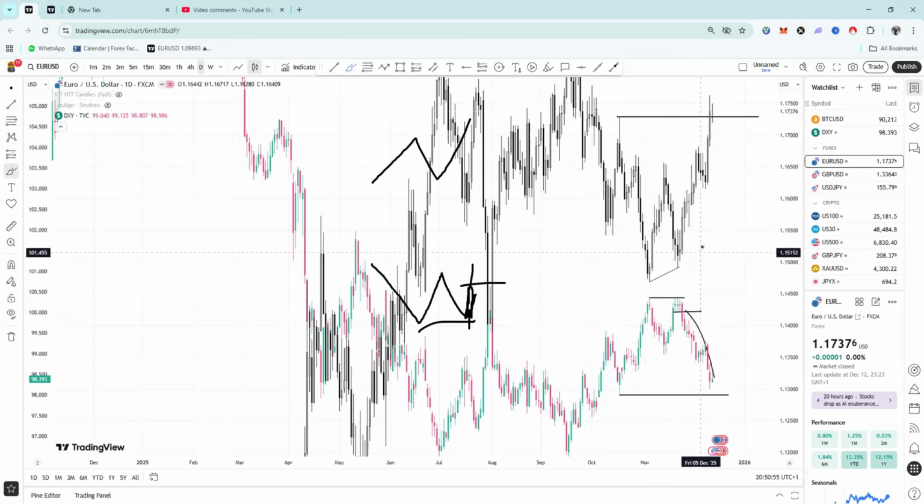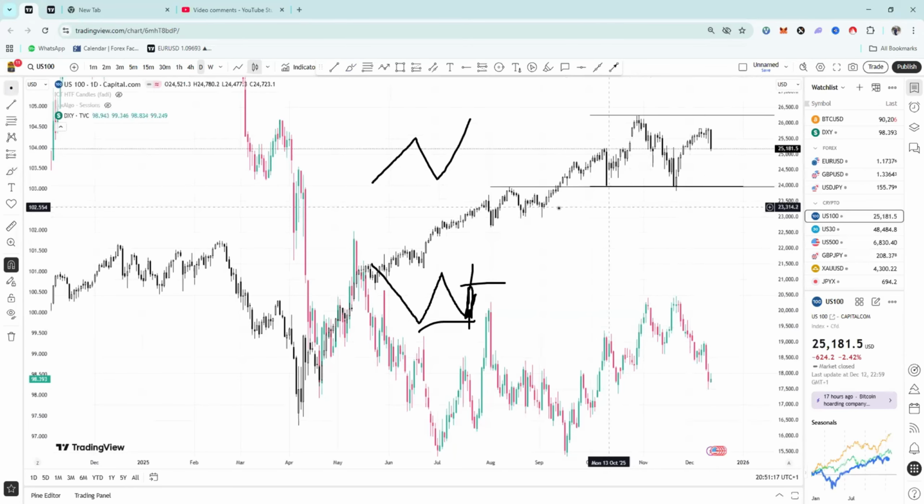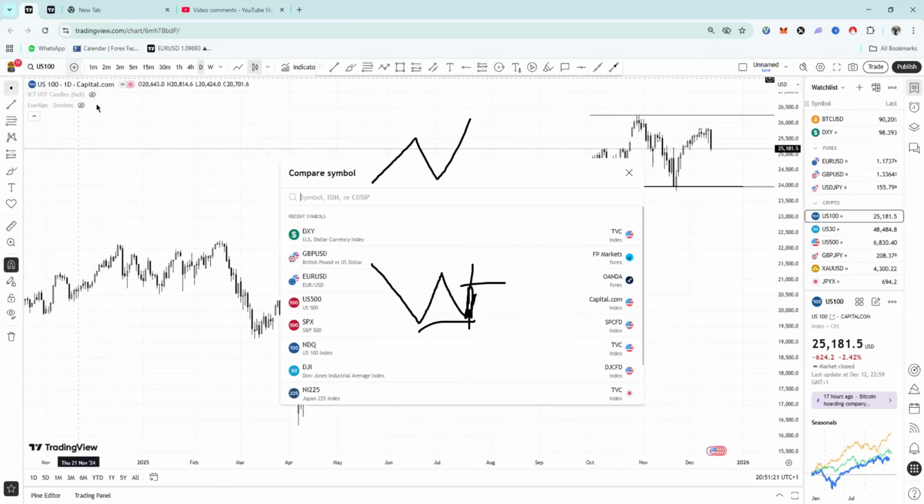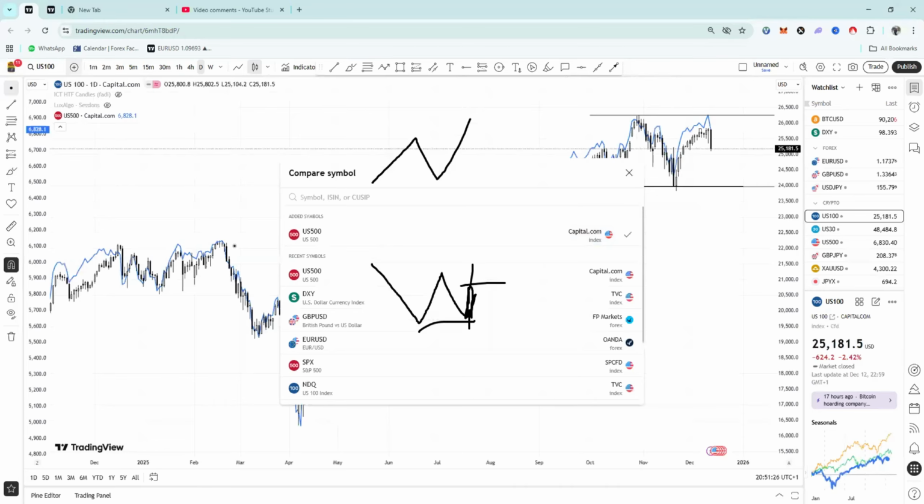So now when you have an SMT like this, you prefer to trade the asset that is showing more strength, or the asset that fails to make a high or a low. The asset that fails to make a high or a low is going to move to your target very fast. Let's open US 100 and US 500, and then we'll do some comparison with it. Let's compare it with US 500, request scale.